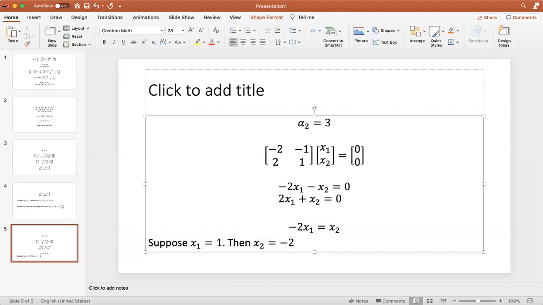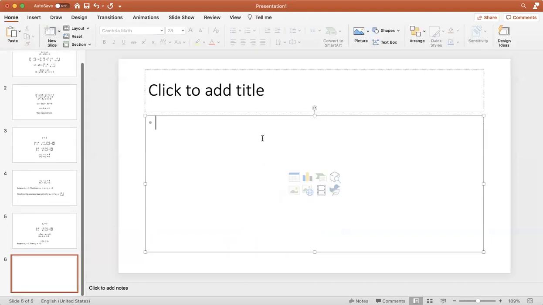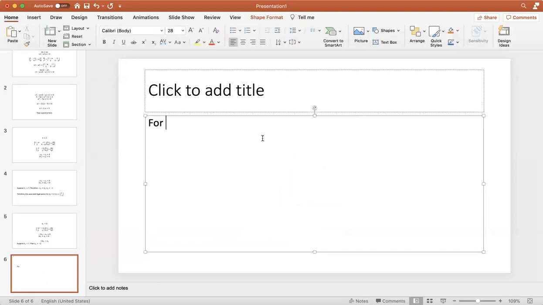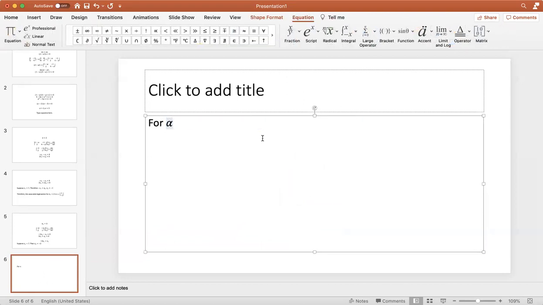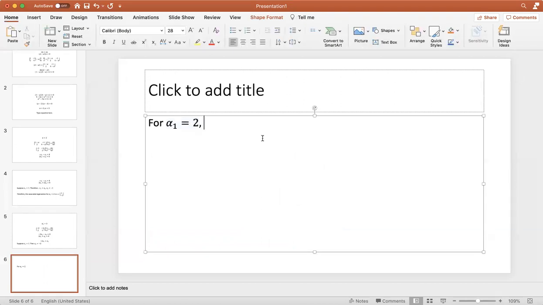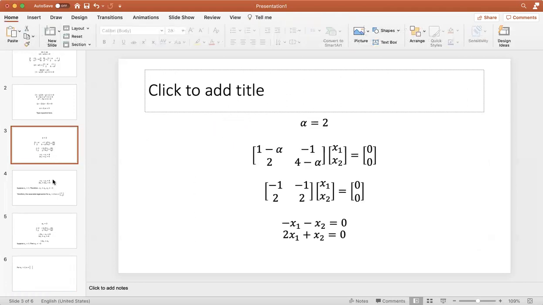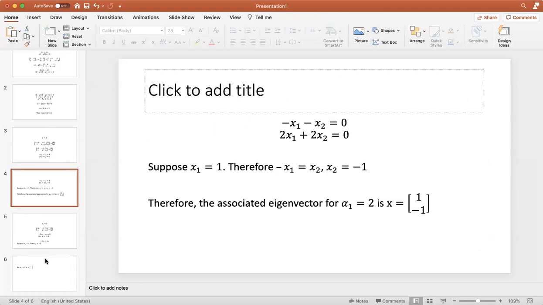And therefore, to sum everything up, for alpha 1, which is equal to 2, the eigenvector x is equal to 1 and negative 1.